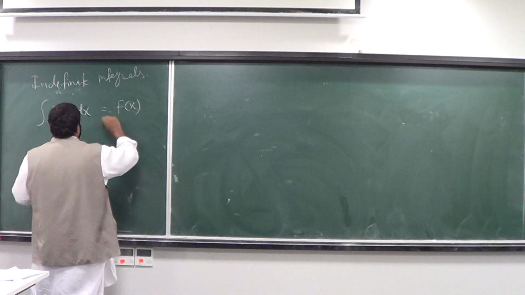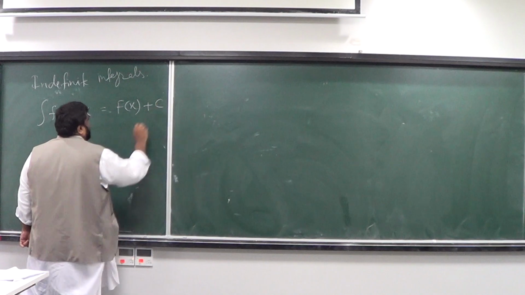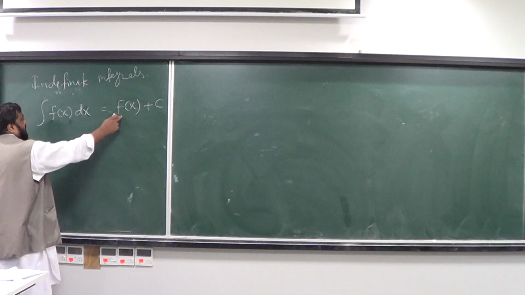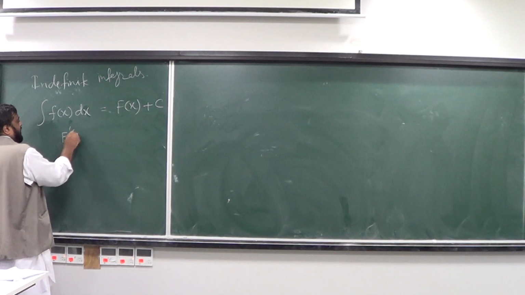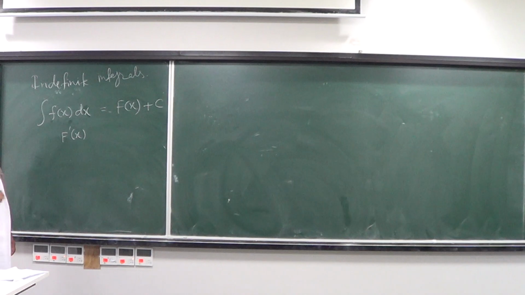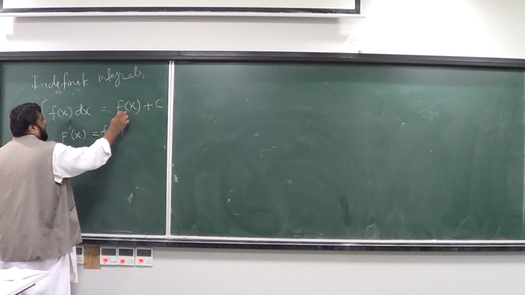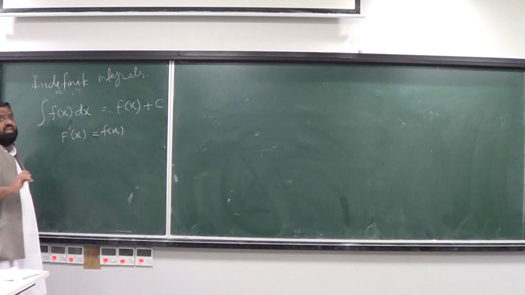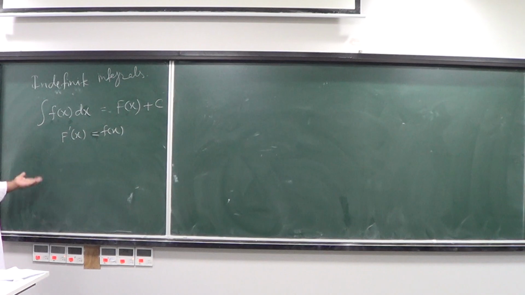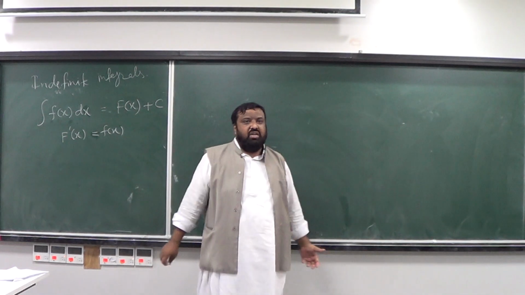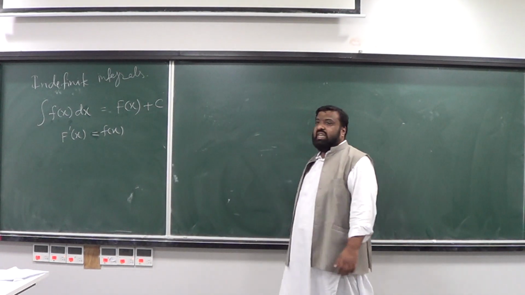And the antiderivative of this function is going to be basically a family of functions. And what is the relationship between this and this? Since this capital F is the antiderivative, you're going to say that F prime of x is equal to f of x. That is, F of x is indeed a function whose derivative is this integrand, this small f of x function.